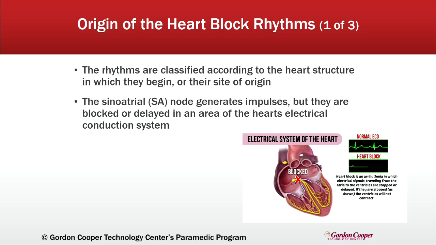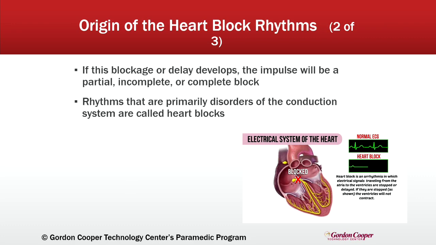So let's shift our focus here, as we said, to heart blocks. So these rhythms are categorized based on where they originate within the heart. Now in a heart block, the SA node still generates impulses, but those impulses get blocked or delayed as they travel through parts of the heart's electrical conduction system. So while the SA node is doing its job and sending out signals, sometimes something goes wrong with that conduction system that's supposed to carry those signals through the heart.